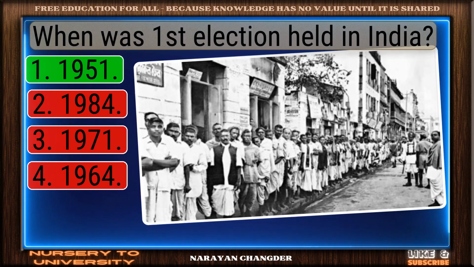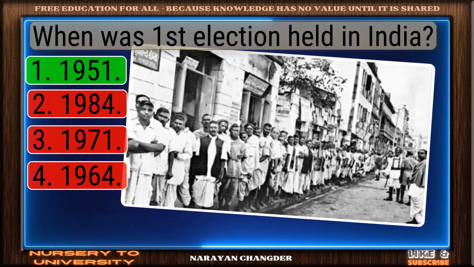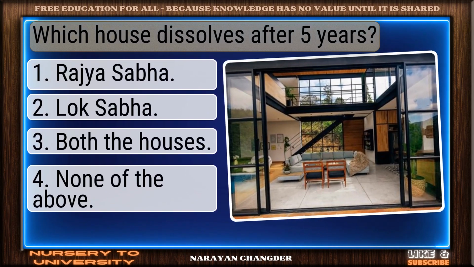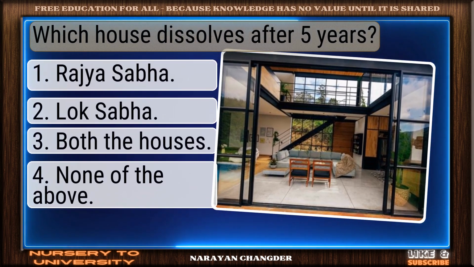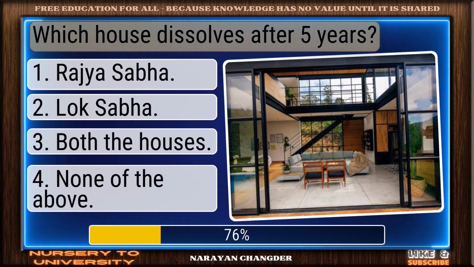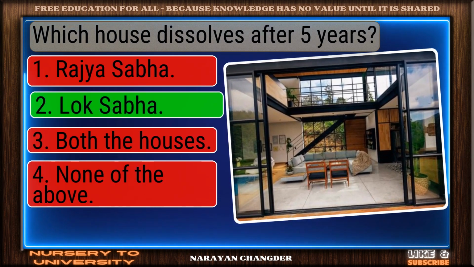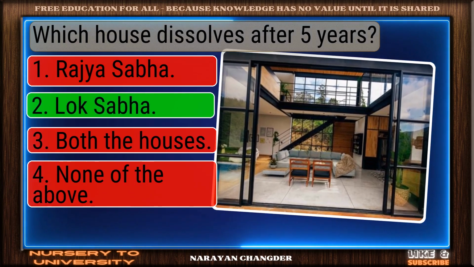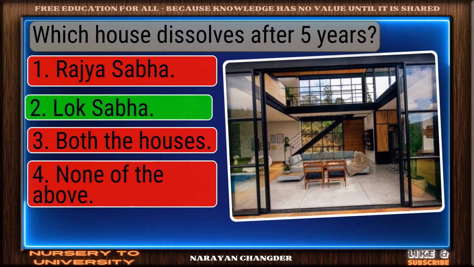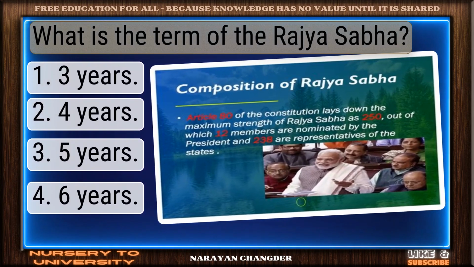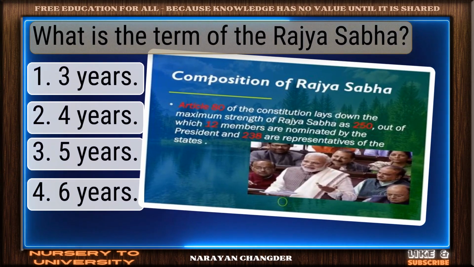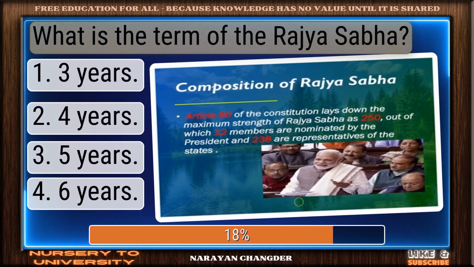Smart pick. 1951 is the correct choice. Question number 179. Which house dissolves after 5 years? You're right. Lok Sabha is the correct answer. Question number 180. What is the term of the Rajya Sabha?